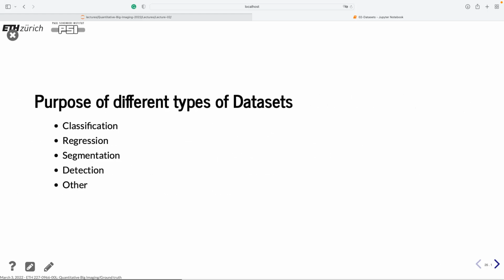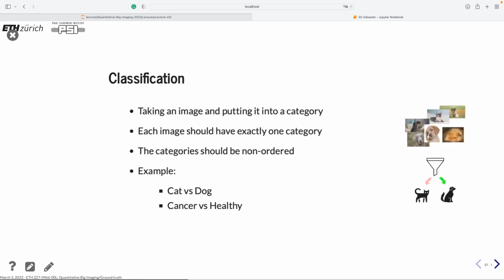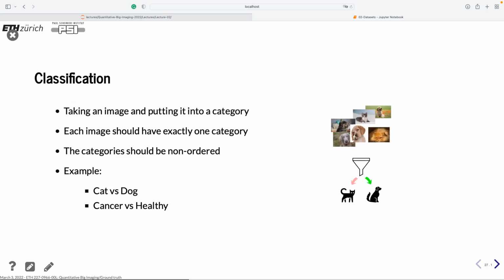Then what do you need these different data sets for? So there are typical topics. We have classification, regression, segmentation, detection. It can even be that you are working with filter methods and want to check how good a filtering technique works. Then, of course, you don't need so many labels, but maybe you need information about signal-to-noise ratio to categorize them easily.